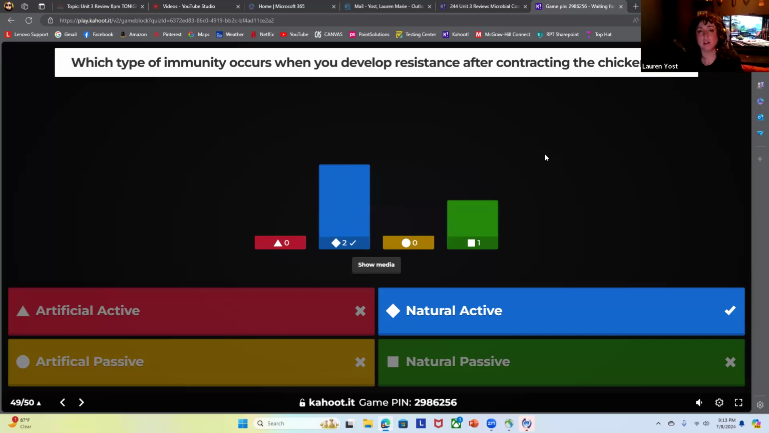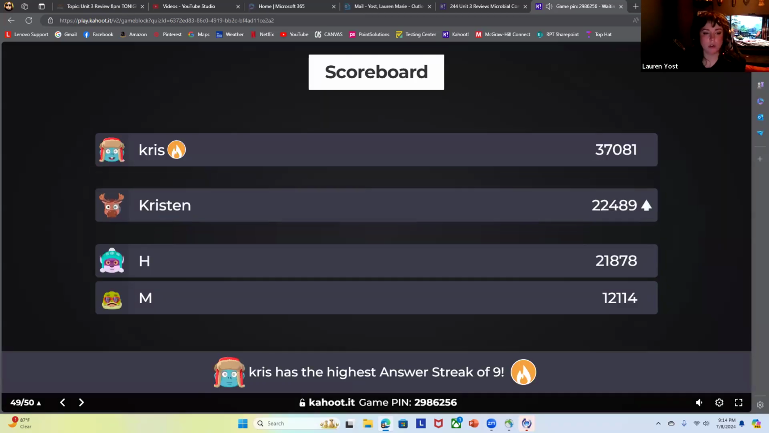Natural passive. Ooh, that's a weird one, right? So this is like breastfeeding. You aren't making your own antibodies as a baby, but somebody's antibodies are being given to you, and it's by a natural means. We're really close. Next one.